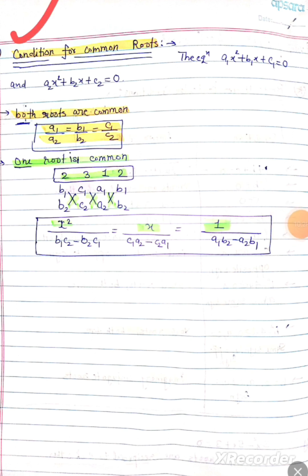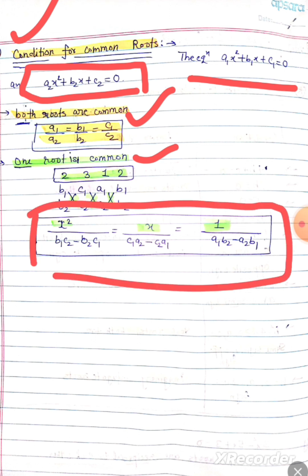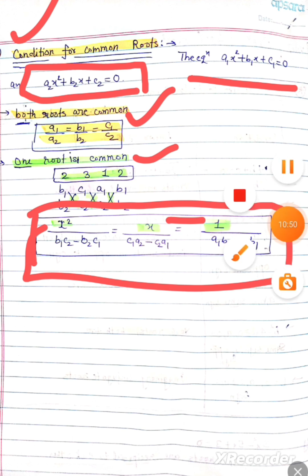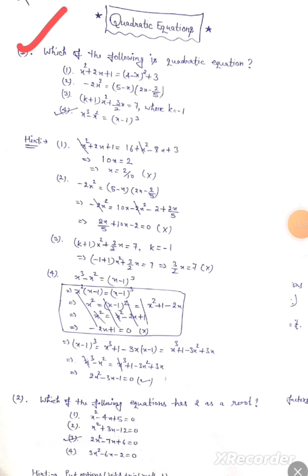Next is the condition of common roots. If you have two quadratic equations and both roots are common, then the coefficient ratios are equal. If one root is common, then you can use the cross multiplication method, that is x square over the cross product of this one, and the last term is minus 1. Now let's check the questions on the basis of quadratic equations. The first question here is: which of the following is a quadratic equation?